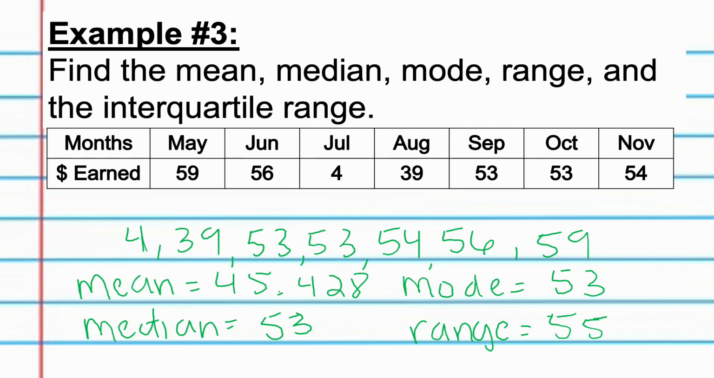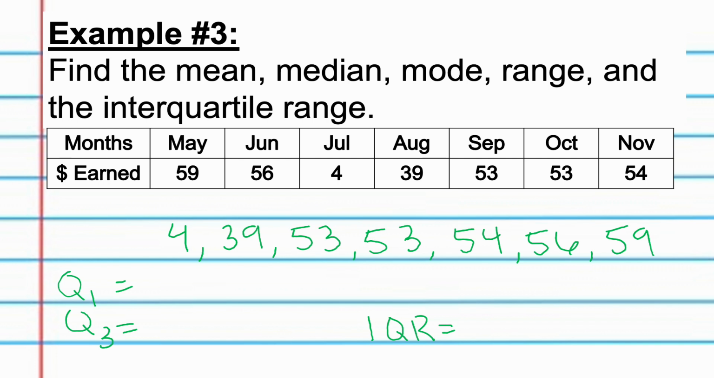Alright, welcome back. Hopefully you paused the video and you were able to put everything in order from smallest to largest. Once you put everything in order, you should have gotten that the average or the mean was 45 and 428 thousandths. The median, or the middle number, was 53. The mode was 53, because that is the number that occurred most often. And that the range was 55. So hopefully these are the answers that you've got. And now we're going to look at finding the interquartile range with that data.